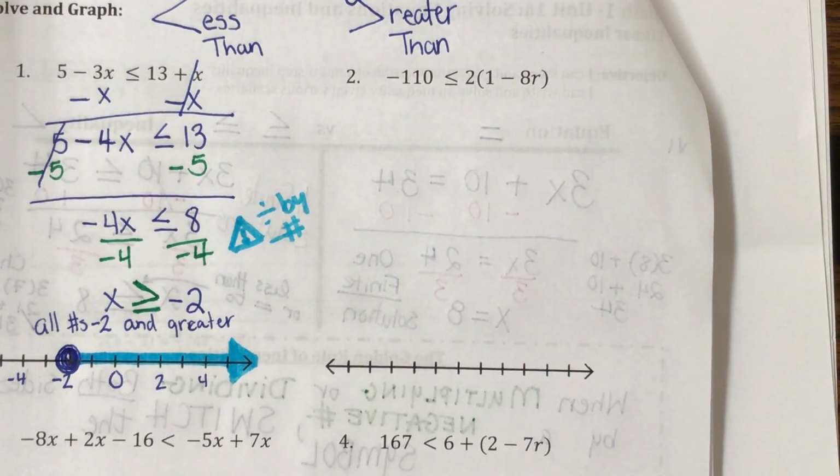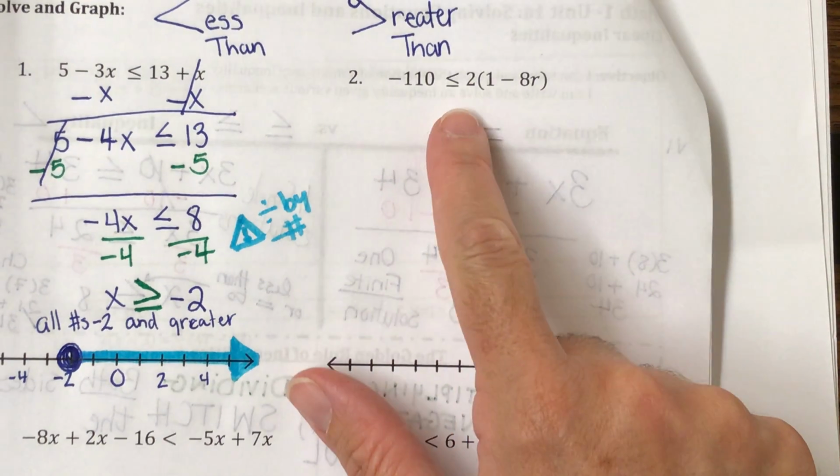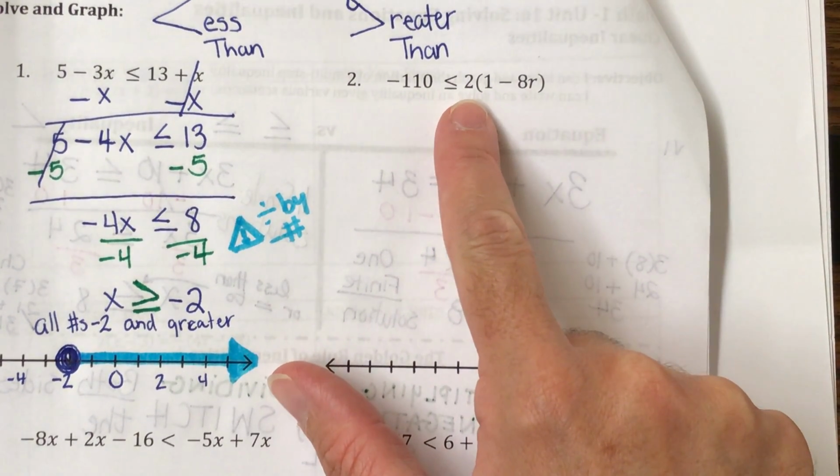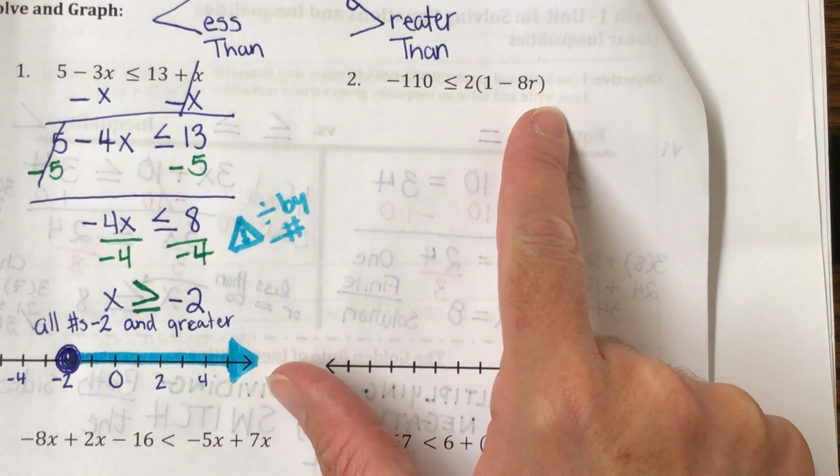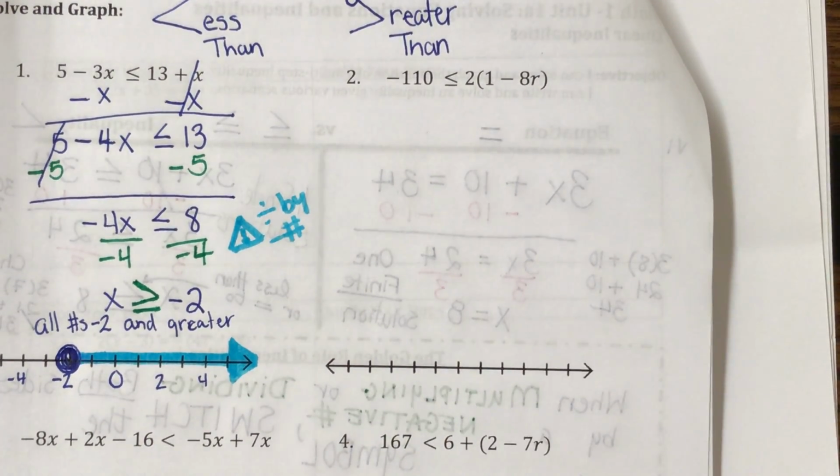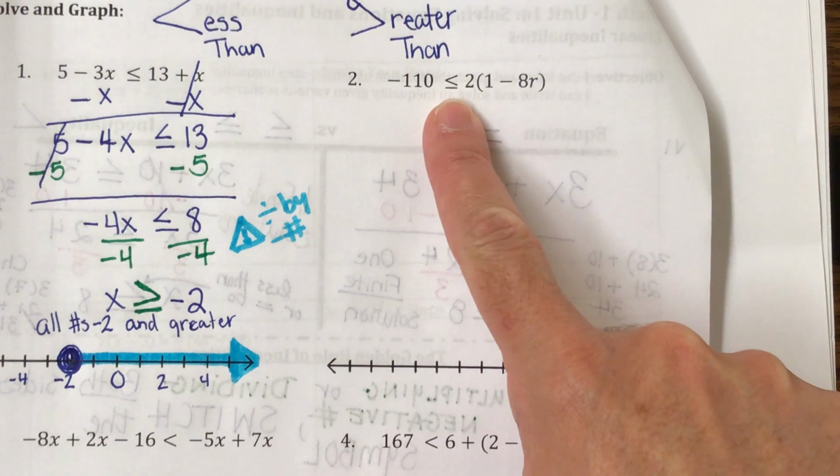So example 2. We are now going to find the value of r, but again we have an inequality. It says negative 110 is less than or equal to 2(1 minus 8r). Again, we're going to treat it like we would an equation. The only difference is we have a less than or equal to.